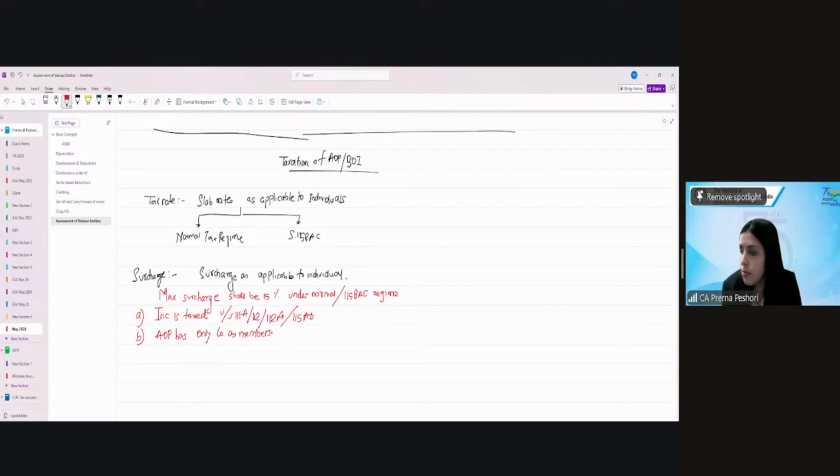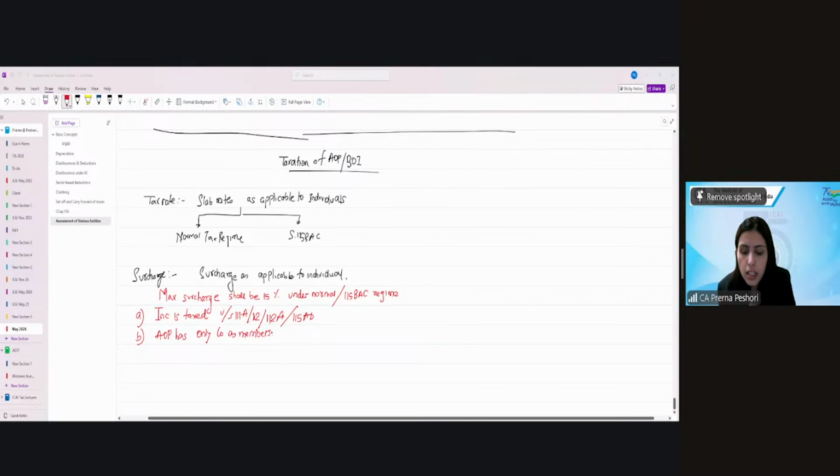So in these two circumstances, the surcharge will be applicable at the rate of 15%. Is this clear?